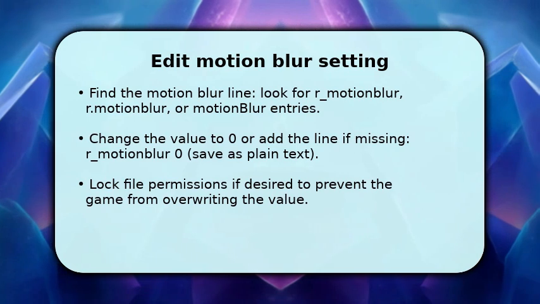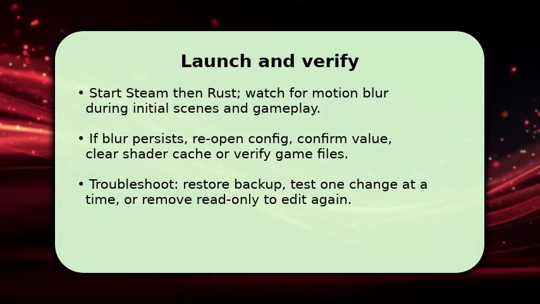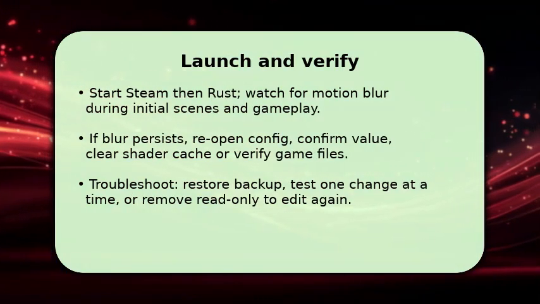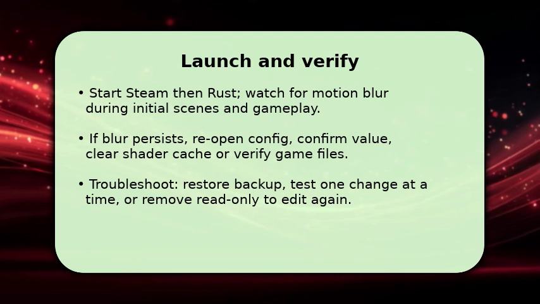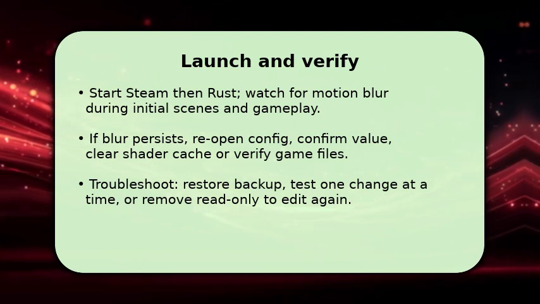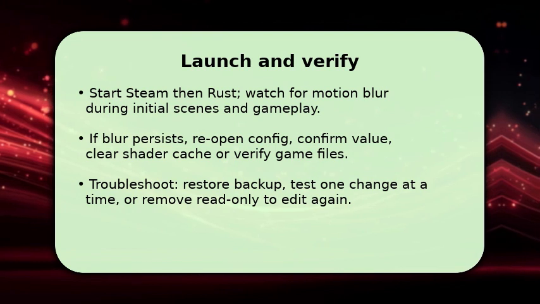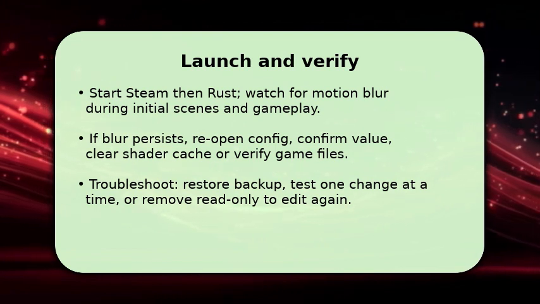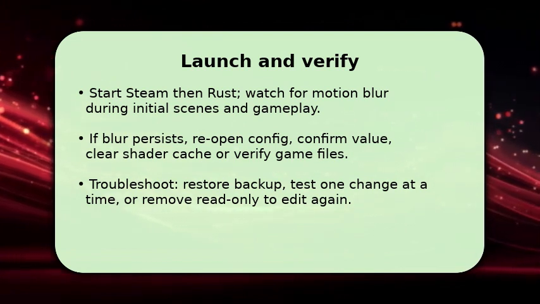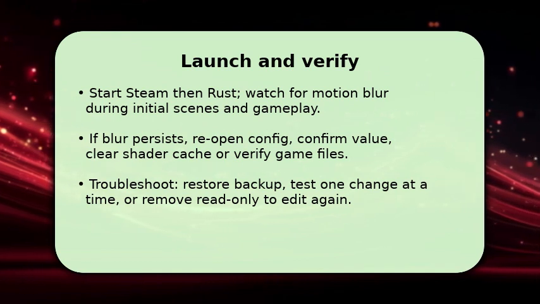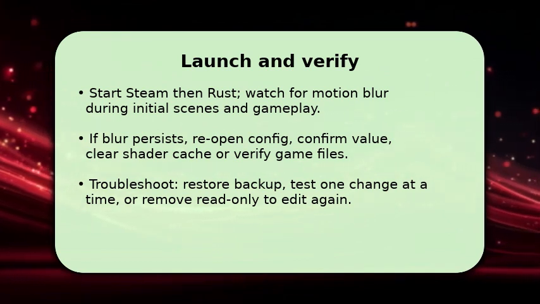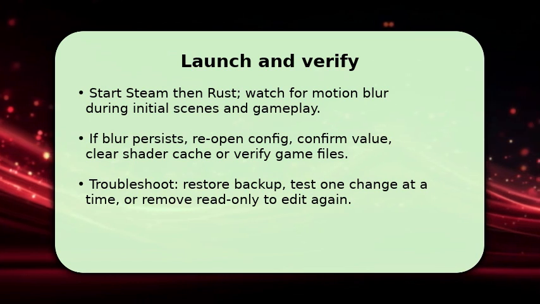Launch Steam and start Rust to verify the change. Observe menus and gameplay to confirm motion blur is gone. If blur remains, return to the config to confirm the parameter is exactly R-motion-blur 0 and that the file saved correctly. Next, try clearing shader or cache files and use Steam Verify Integrity of Game files to restore missing pieces.